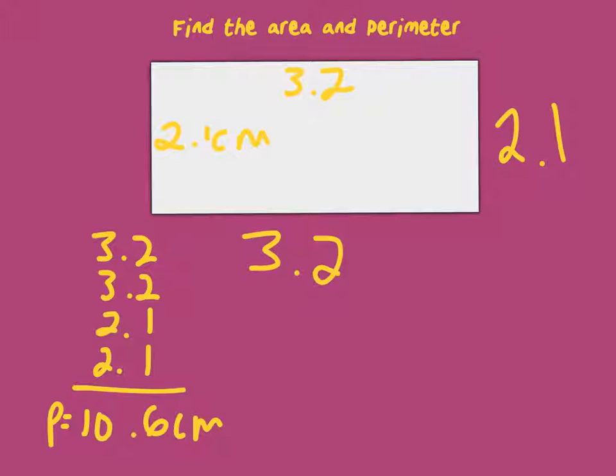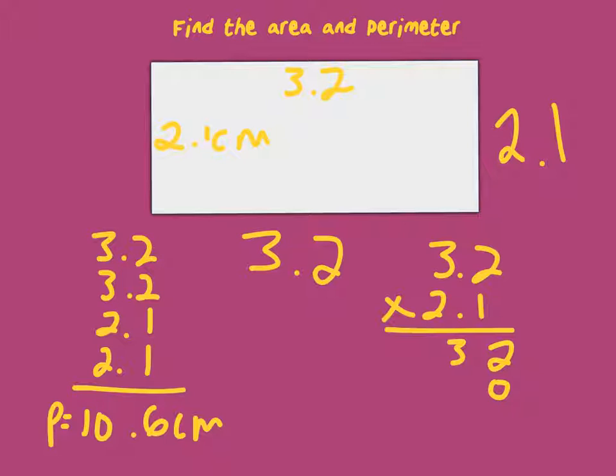Now to find the area, we're going to do length times width. So we're going to do 3.2 times 2.1. And let's see, 2 times 1 is 2. 3 times 1 is 3. Put your 0 as your placeholder. 2 times 2 gives me 4. 3 times 2 gives me 6. Draw your line, add them. And then we have 2 decimal places in our problem, so we need to move our decimal point 2 times. And we have 6.72 centimeters squared is our area. Just like that.